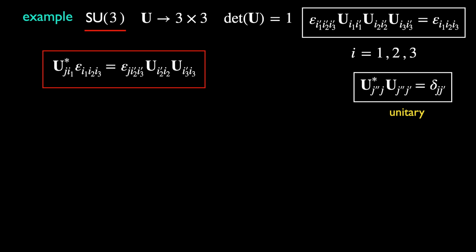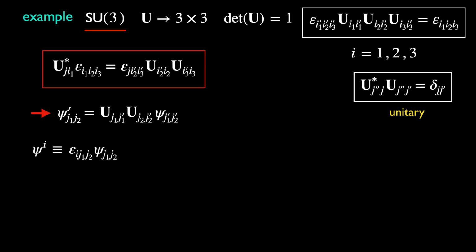We have seen previously how to convert a lower index object into an upper index object using the epsilon symbol. This identity allows us to do the same here. Let's look at a tensor with 2 lower indices which are symmetric. This is an irreducible representation of SU(3). Under SU(3) transformation, we can define a tensor with an upper index in terms of this. This is how it transforms.